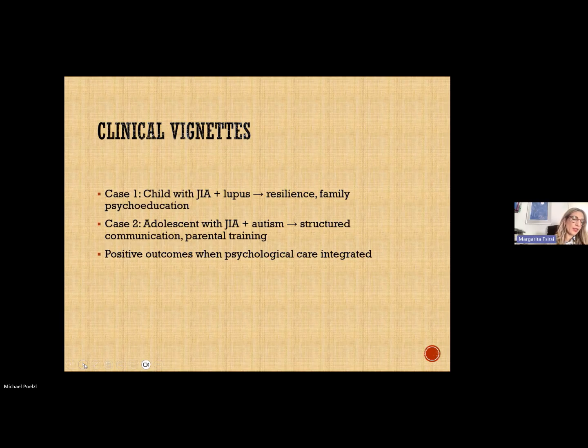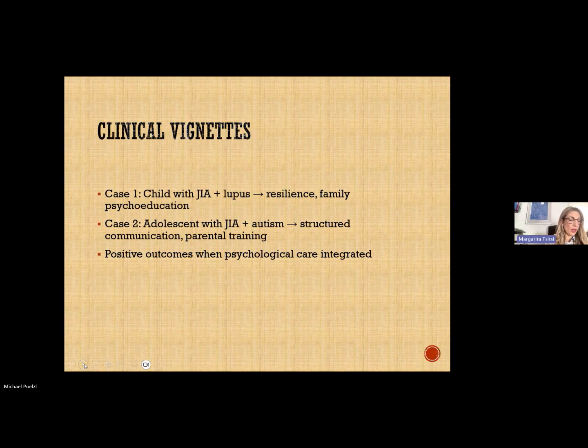The second case involves a 13-year-old boy with JIA and autism. The integration of structured communication strategies and parental training significantly improved his cooperation with treatment and reduced his anxiety during medical visits.